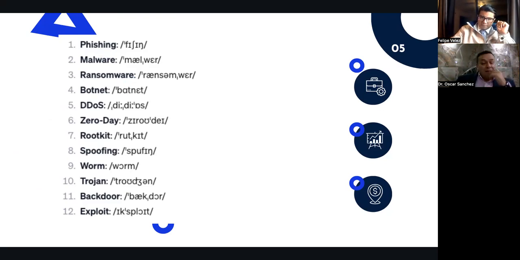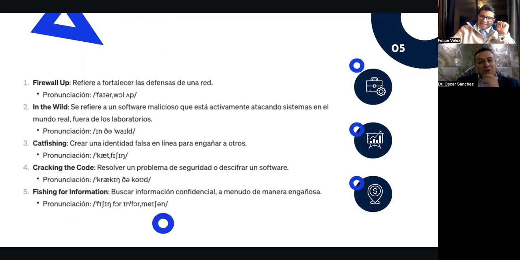Again, so we said fishing for information is to look for confidential information by a scam, what we call social engineering. Ingeniería social is part of the phishing information technique.